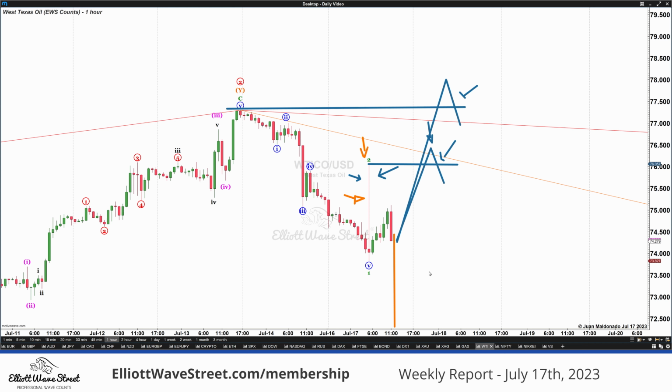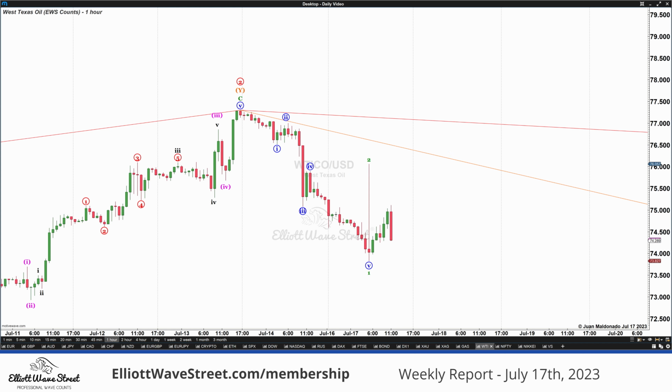So we know the direction. Now we're waiting for a good setup. If the setup shows up, we sell it. If not, we have to wait. All right, traders. So that's the plan.